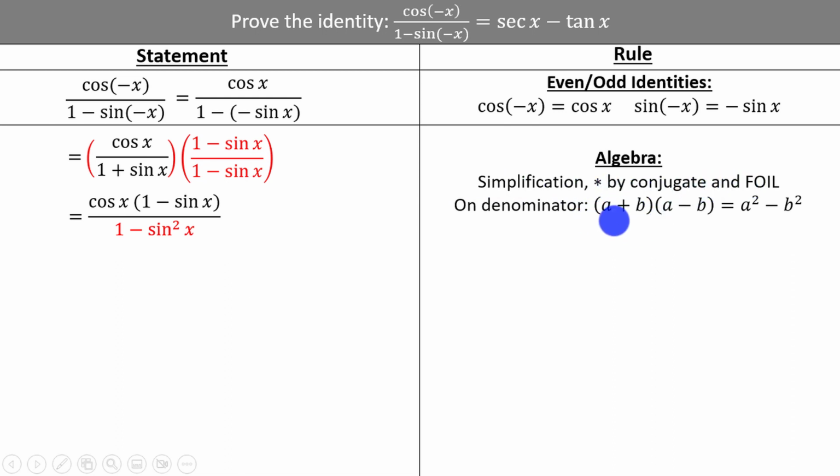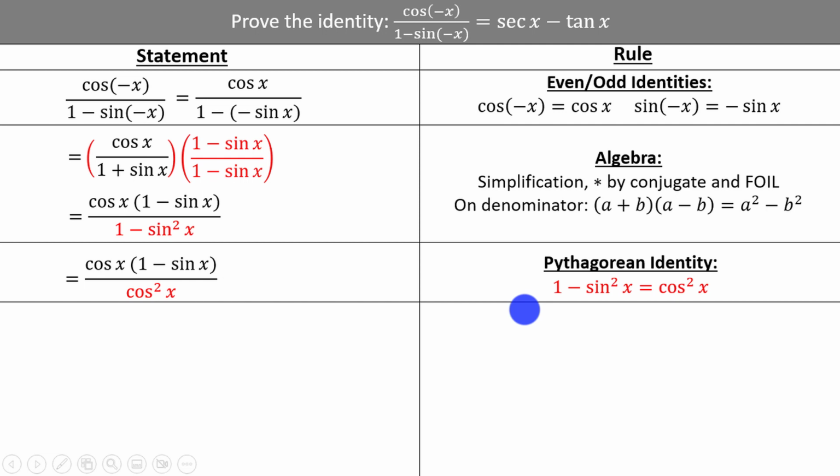We use the special rule for conjugates, that when you multiply conjugates, you just have to multiply the first and last terms of FOIL, so we get a squared minus b squared, which in our case was 1 minus sine squared. At this stage, it should be clear that we made the correct decision, because 1 minus sine squared is a Pythagorean identity. 1 minus sine squared is the same thing as cosine squared. This is an algebraic manipulation of the identity sine squared plus cosine squared is equal to 1. Therefore, we can replace 1 minus sine squared with cosine squared in our expression.